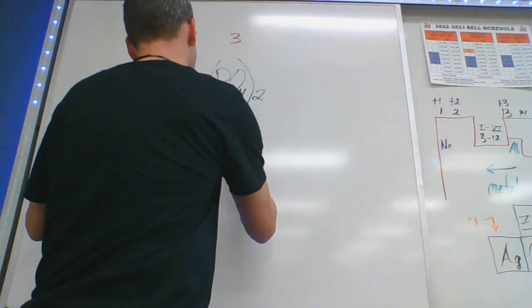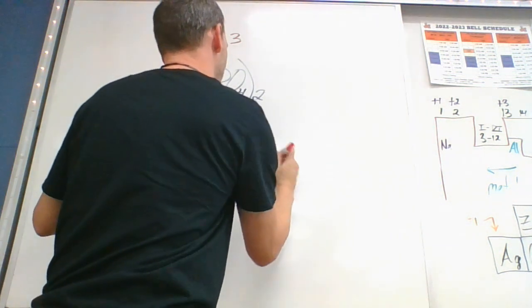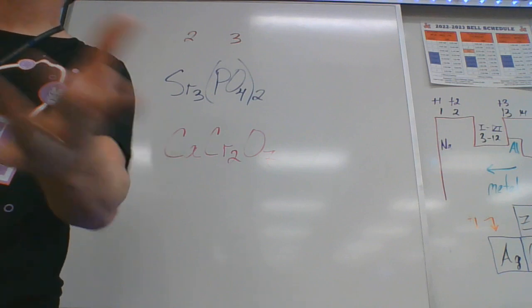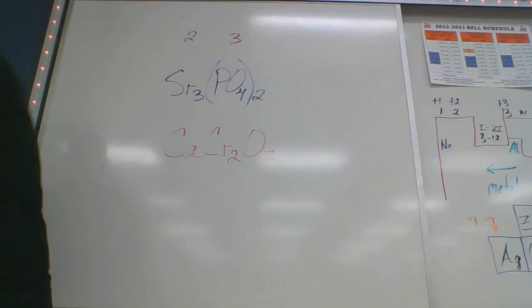Dichromate is Cr2O7. All right, here. No. Come on. The bell's gonna ring. I'm not gonna finish my video. Okay.